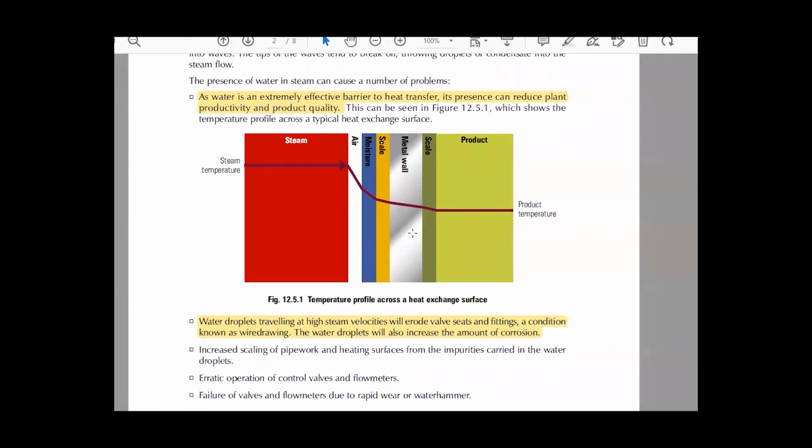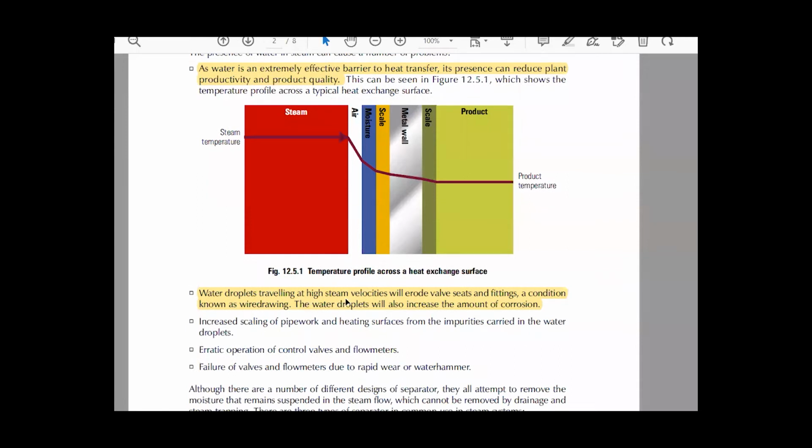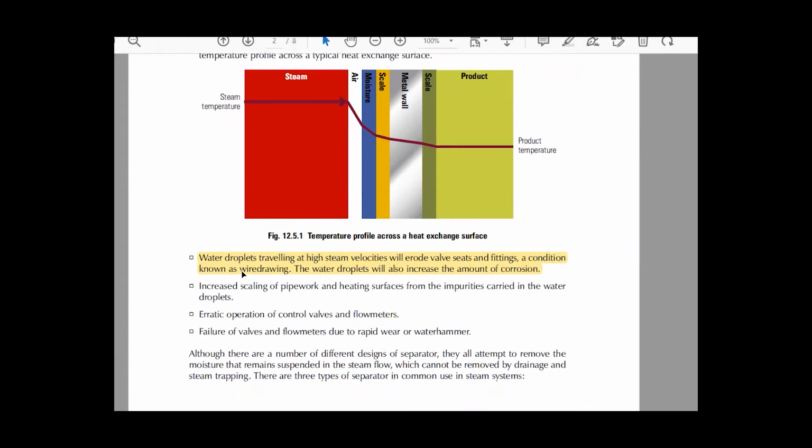Water droplets traveling with high steam velocity will erode valve seats and fitting conditions, and the water droplets will increase the amount of corrosion because they contain oxygen. This oxygen may cause oxidation and corrosion of the steam pipes. So it's a very dangerous phenomenon that I have to prevent in my steam boiler.